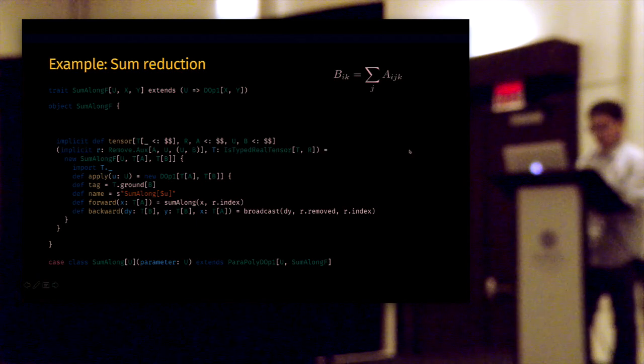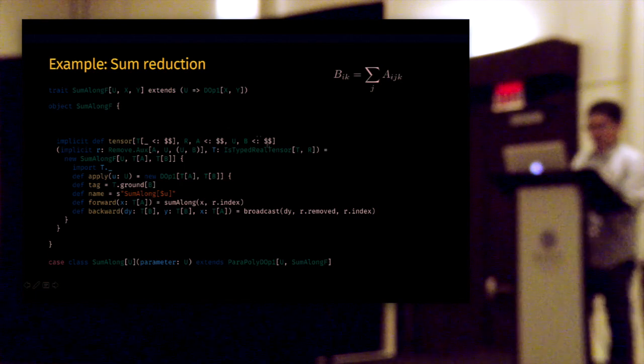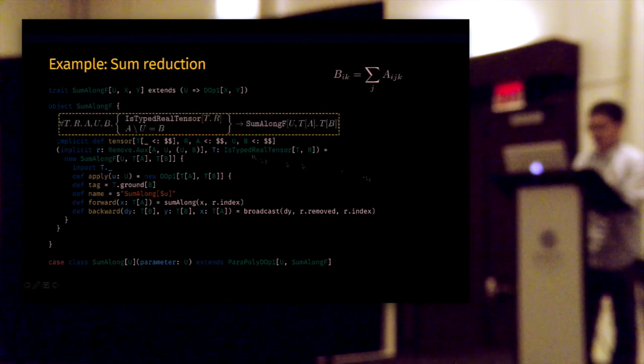Another example, more complicated, is sum reduction. For example, we have a three-dimensional tensor here, A, I, J, K. We want to reduce along axis J, just eliminate this axis. So we get a resulting tensor B, I, K. So how do we do this? We encode this proposition into the type system.